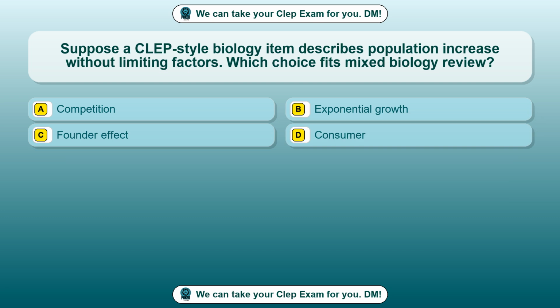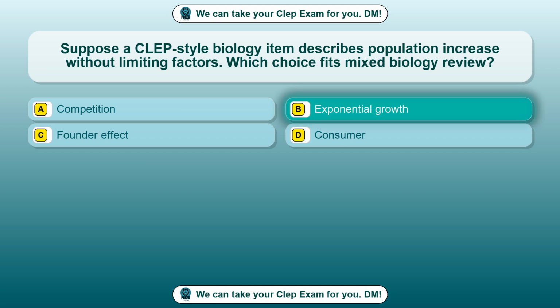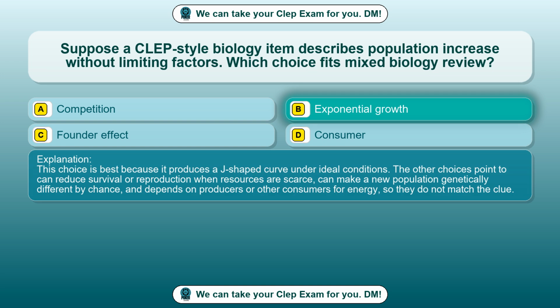Question 99. Suppose a CLEP-style biology item describes population increase without limiting factors. Which choice fits mixed biology review? Option A, competition. Option B, exponential growth. Option C, founder effect. Option D, consumer. The correct answer is option B, exponential growth. This choice is best because it produces a J-shaped curve under ideal conditions. The other choices point to can reduce survival or reproduction when resources are scarce, can make a new population genetically different by chance, and depends on producers or other consumers for energy, so they do not match the clue.